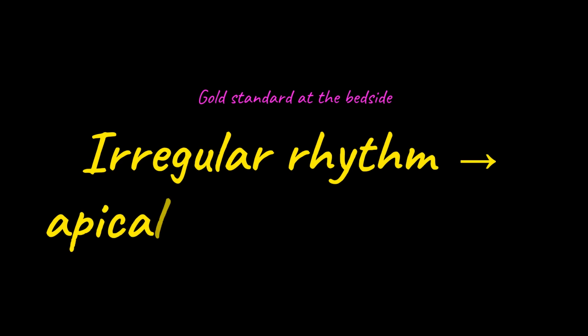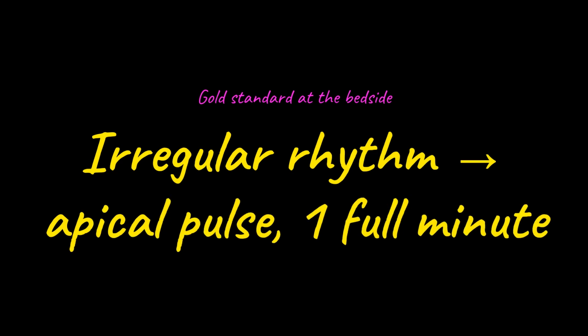A 15-second count multiplied by 4 assumes a constant rate that simply does not exist. Only the full minute apical count removes sampling error and gives an accurate documented rate. Remember, irregular rhythm means apical pulse for 1 full minute. It's apical, not the radial count, not the monitor display. That single technique is the gold standard for documentation when the rhythm is known to be irregular.